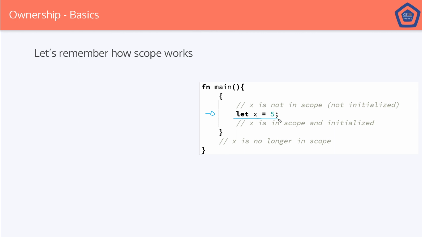In this scope, we'll initialize x to be 5. If we look right here, x is not in scope since it's not initialized. At this point, x is in scope and is initialized, so we can use it. But once we leave the scope, once we leave these curly brackets, then x is no longer in scope, and we don't have access to it. So if we tried to do, for example, println x, it would say, hey, this value x doesn't actually exist. I don't know what you're talking about.